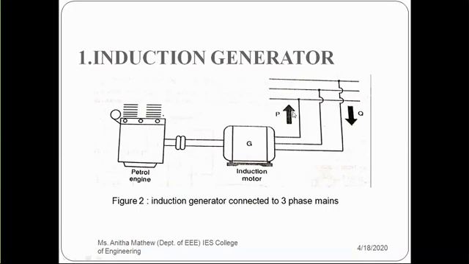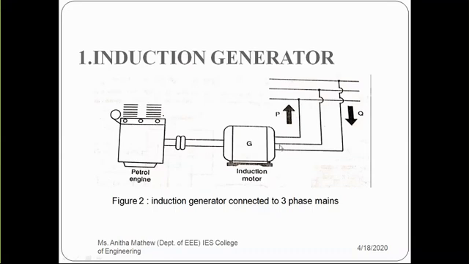I will explain with the cursor so you can understand it. Here you can see the induction motor, and the rotor of the induction motor is coupled with this petrol engine, and the stator is connected to the mains. When this petrol engine drives this rotor to a speed higher than the synchronous speed, this machine will act as a generator, and it provides power to the supply.